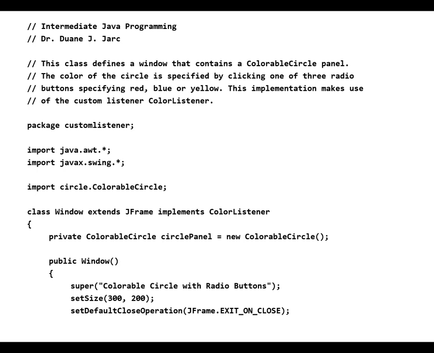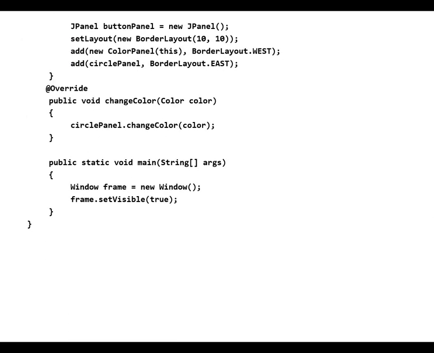Finally, let's look at the class that defines the window for this program. One difference is that the window now implements the custom listener interface color listener. Scrolling down to the last several statements in the constructor, first notice that when we instantiate the color panel object, we pass in this, which is the window that will be the listener for color change events. Because this class implements the color listener interface, it must override the change color method that will be called when a color change event occurs.